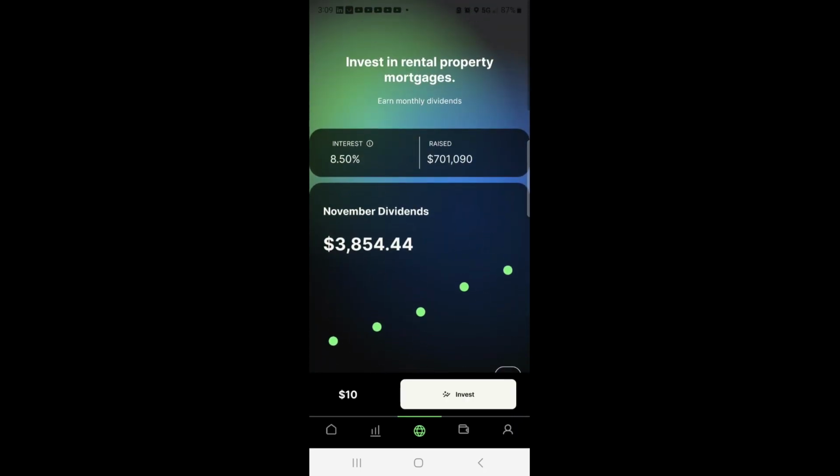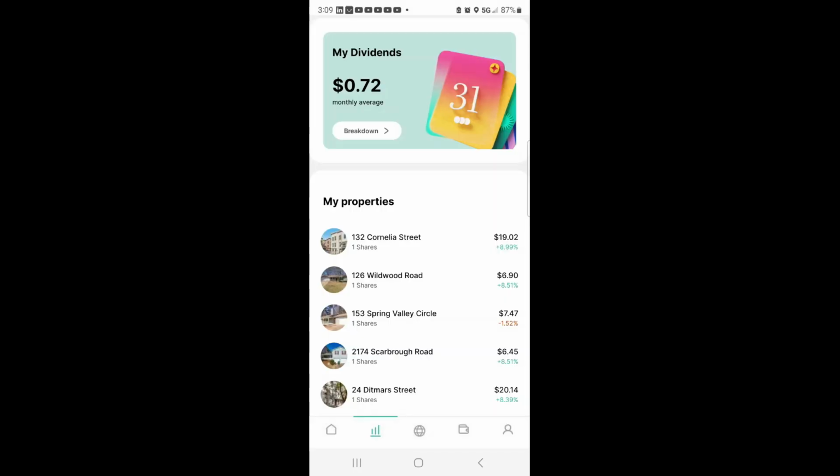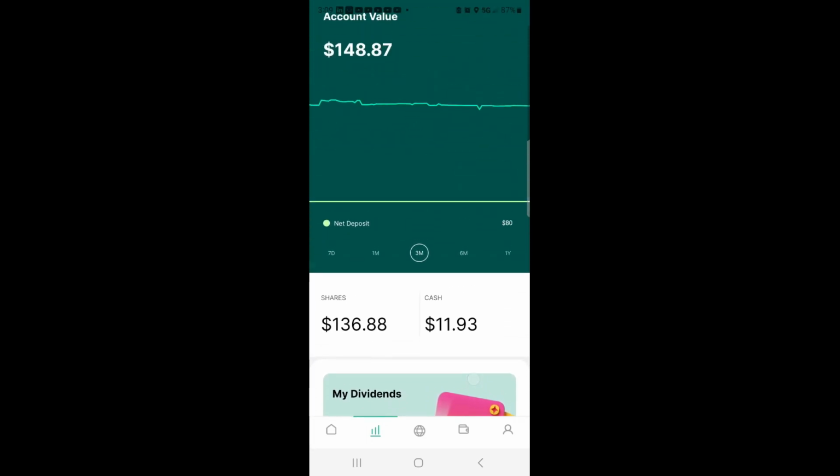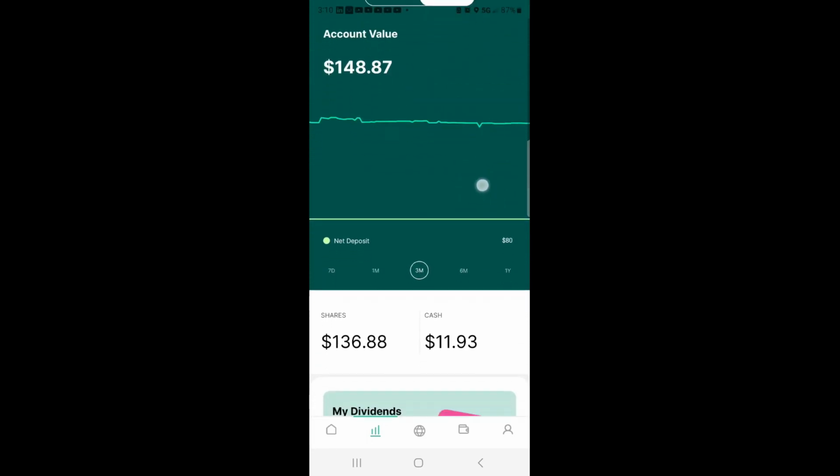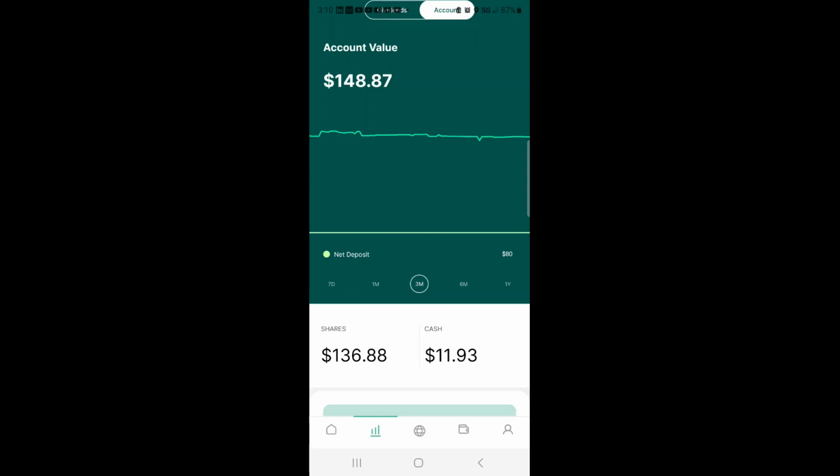They also have where you can invest in rental property mortgages. If you want to see it more detailed, just check the suggested video. But I'm about to give you an update on my portfolio. So far, for shares, I have one. Let's see.